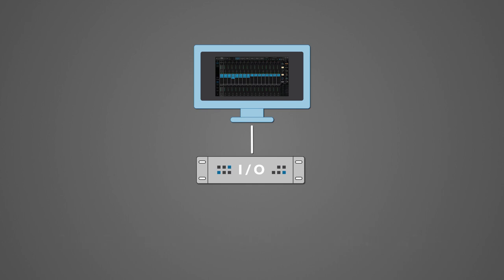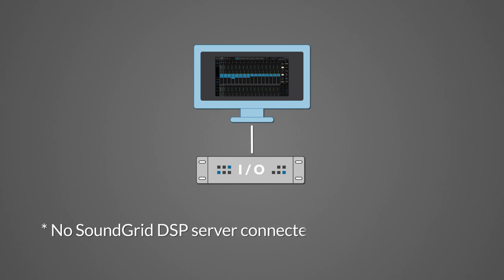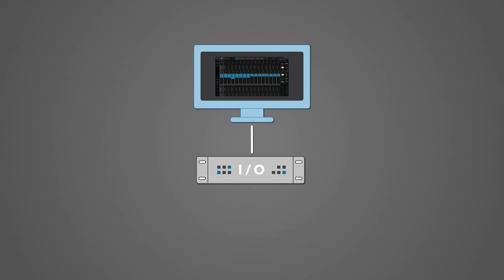However, this setup does not provide low latency monitoring, as there is no SoundGrid DSP server connected. A SoundGrid setup that has only these two components will nearly always be found in a studio environment, not a live sound environment. For optimal use of SoundGrid in live sound and broadcast, you will need a SoundGrid system that consists of at least the following four components.